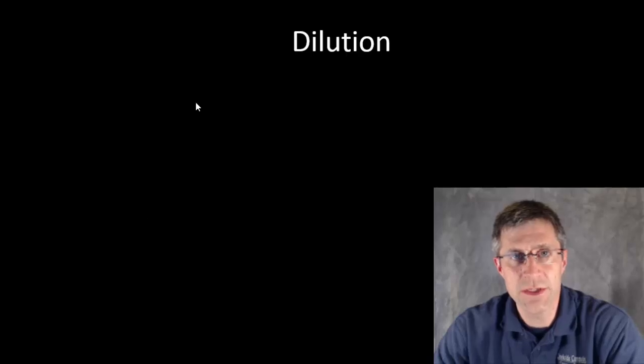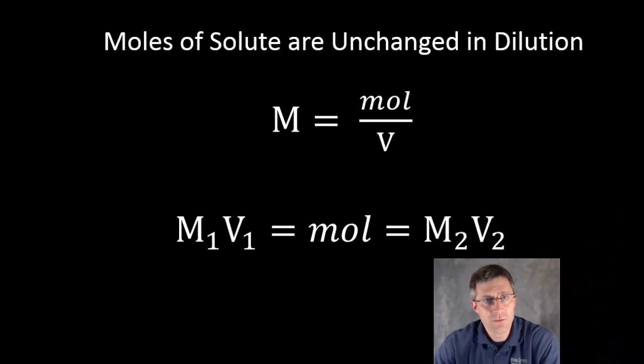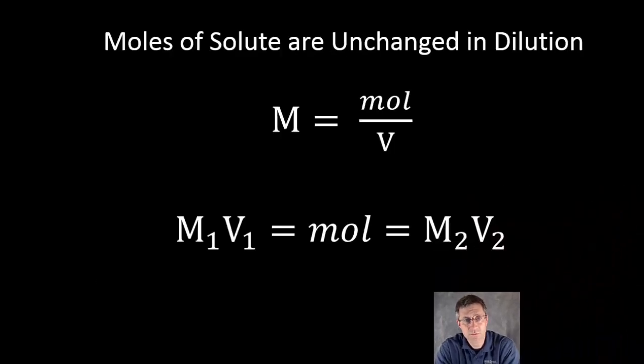The principle behind this is that when we dilute something, the number of solute particles does not change, or in other words, the number of moles of solute are unchanged in dilution. So we start with our molarity. Molarity equals moles per volume. Then we can rearrange this, multiply both sides by volume, to say that the molarity times the volume that we start with is equal to the moles of solute. And this will equal the moles of solute that we end with, or M1V1 equals M2V2.